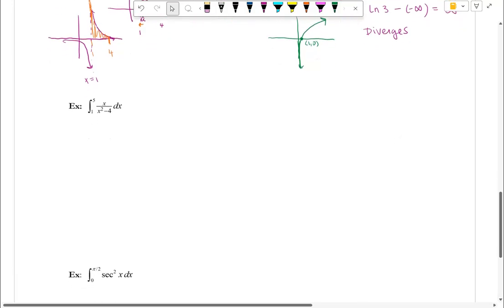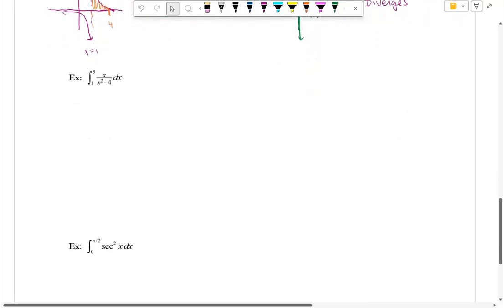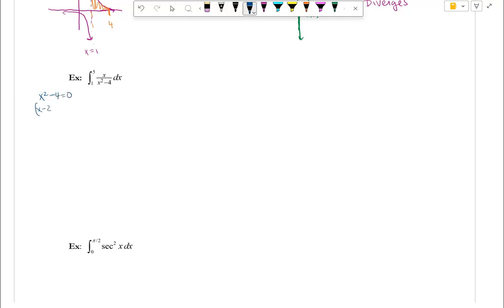All right, in our second example, again, we've got to be really careful here. It would be easy to miss that we have a vertical asymptote between 1 and 5. So again, if I set my denominator equal to 0, I get x minus 2, x plus 2 equals 0. So I have vertical asymptotes at negative and positive 2. So let's sketch this graph.